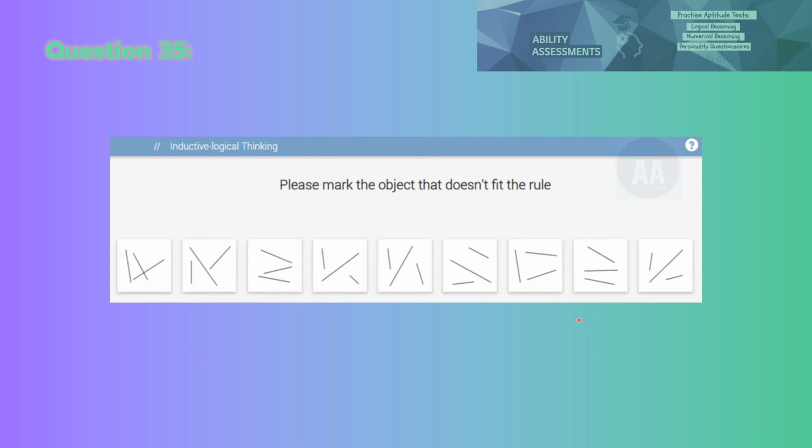And on continued observation, what we notice is that there is only one intersection of the lines, and that happens in the first object, where you can see 2 lines intersect or cross each other. Whereas in all the other objects, there are no intersections. All the lines are separate and do not overlap or cross each other other than this one. And therefore, this leads us to conclude that this is our answer. And this is the object that doesn't fit the rule.